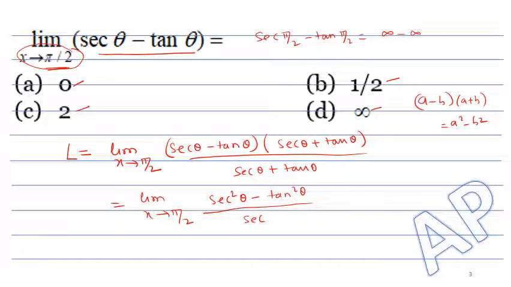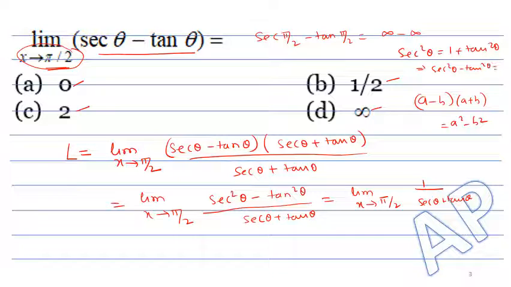So limit as theta tends to pi by 2 of secant square theta minus tan square theta by secant theta plus tan theta is equal to limit as theta tends to pi by 2 of 1 by secant theta plus tan theta. Because we know this formula, secant square theta equals 1 plus tan square theta, that implies secant square theta minus tan square theta equals 1. So the numerator here is 1. Now if you apply the limit, I will get 1 by infinity plus infinity, that is 0 here. 1 by infinity is 0. So option A is the correct choice.